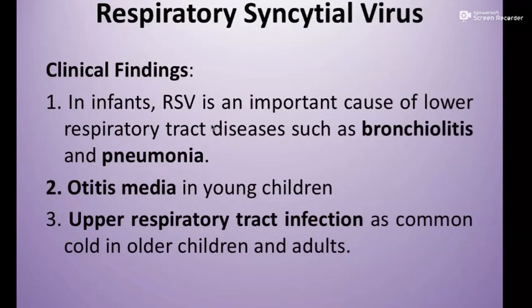Clinically, in children, especially young infants under 6 months or under one year, the most important thing it causes is bronchiolitis, and it could be pneumonia. In young children older than one year, two years, and four to four years, it causes otitis media, and it causes upper respiratory tract infection in older children and adults. It is only a common cold, rhinitis, in adults and older children. Those older than six years and above, it may cause only mild upper respiratory tract infection. So the most important disease in RSV is bronchiolitis.